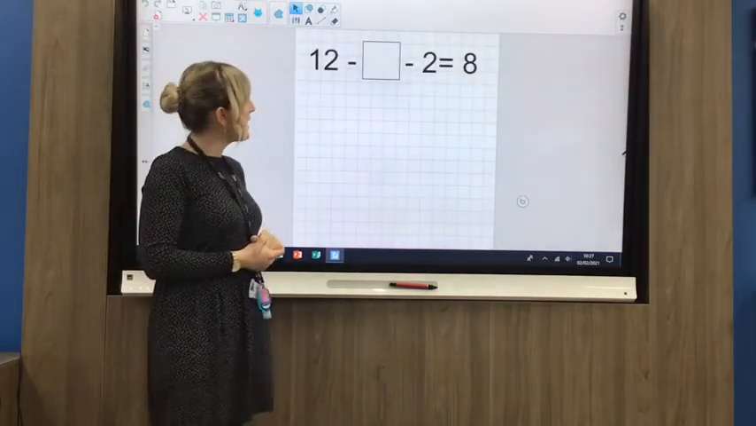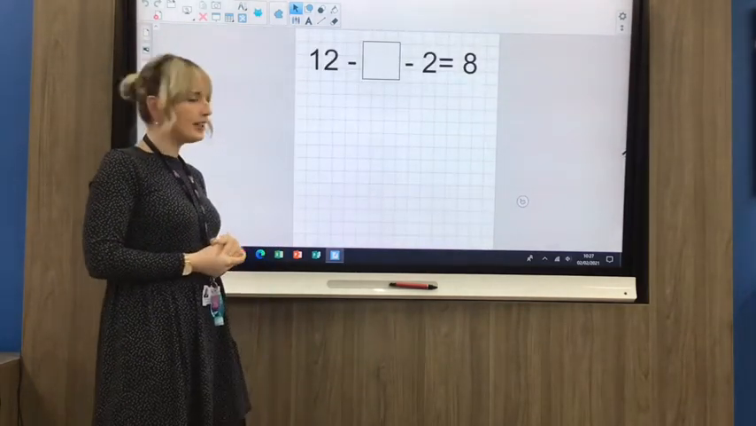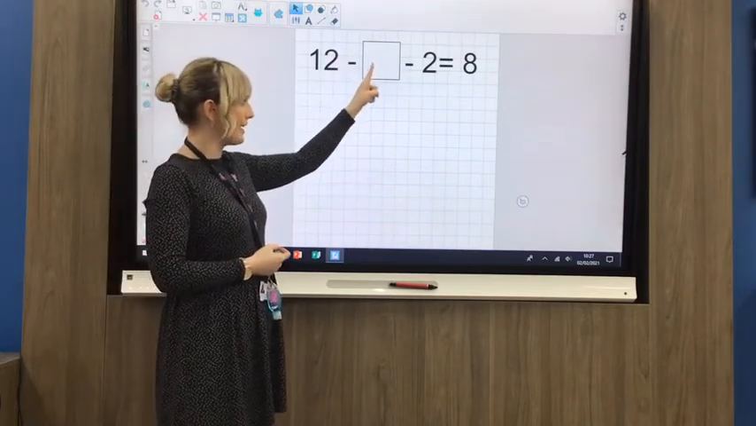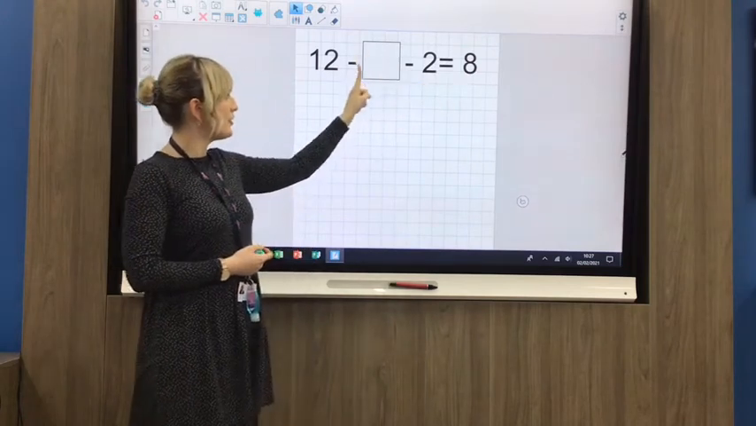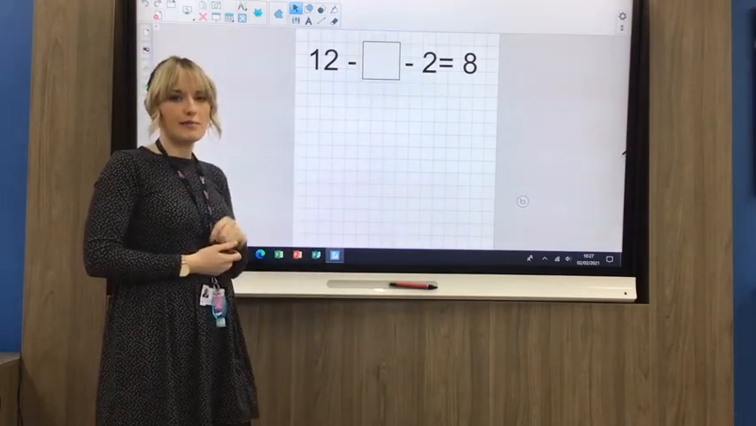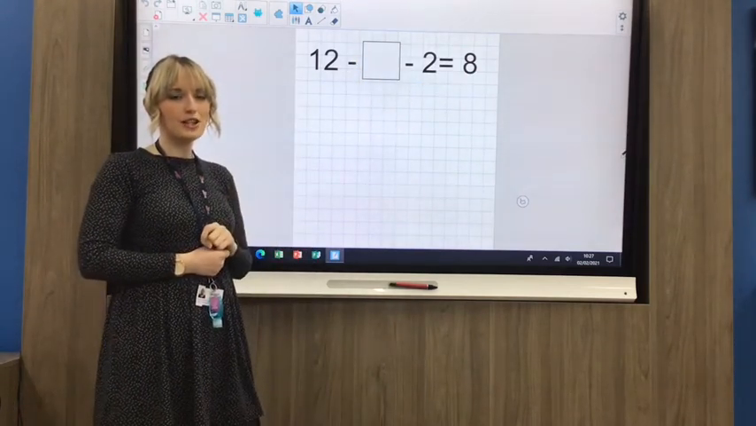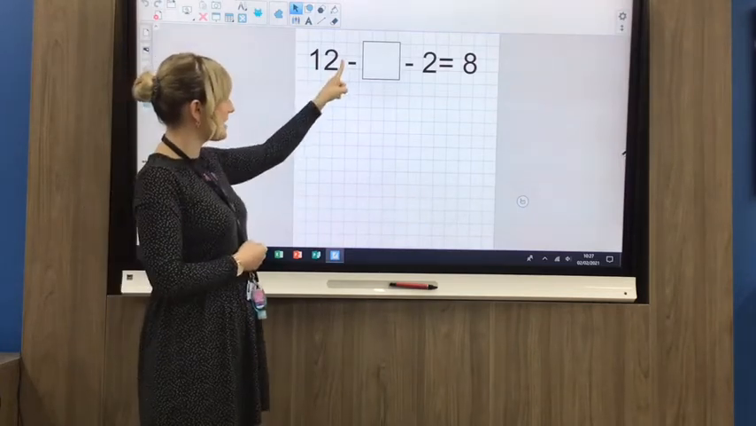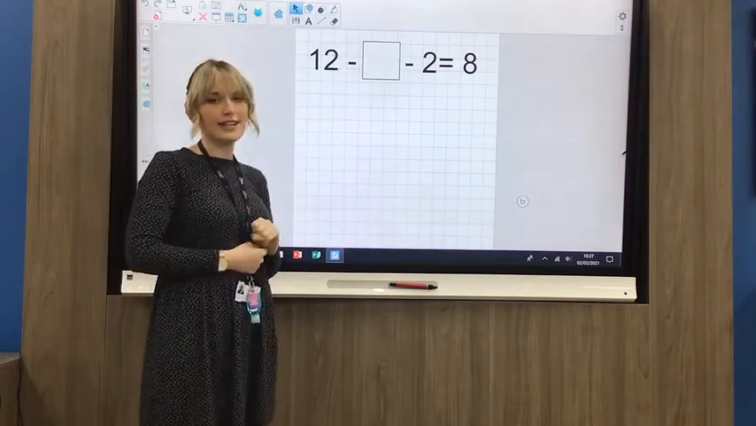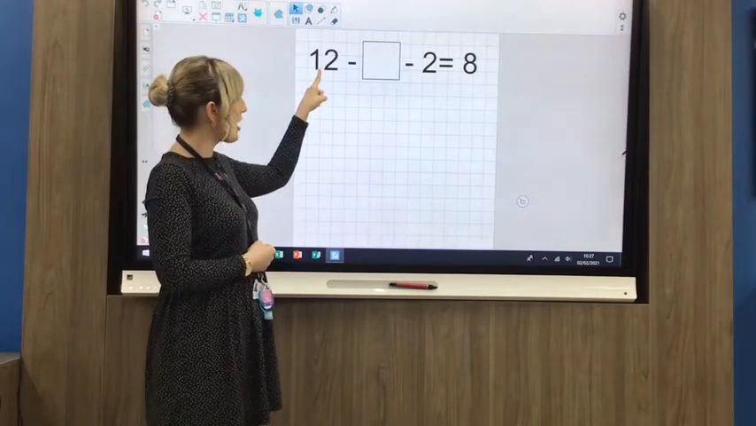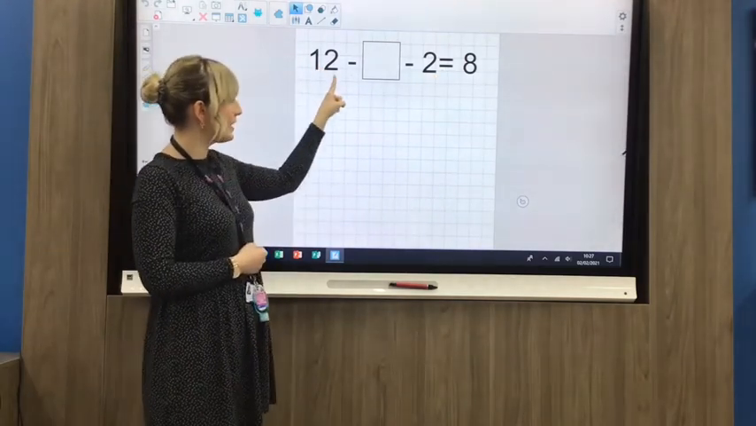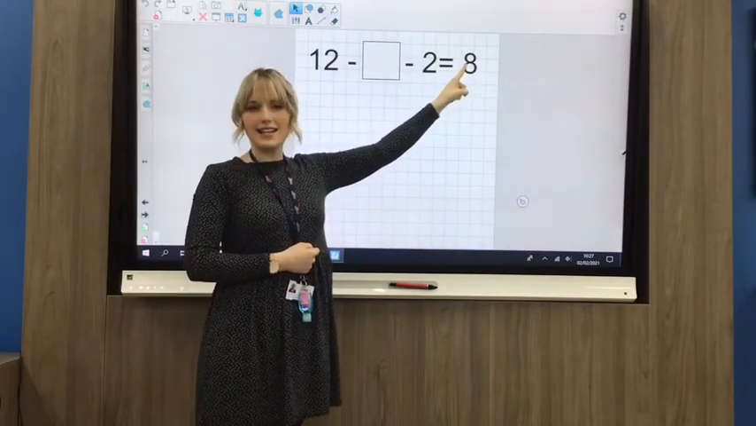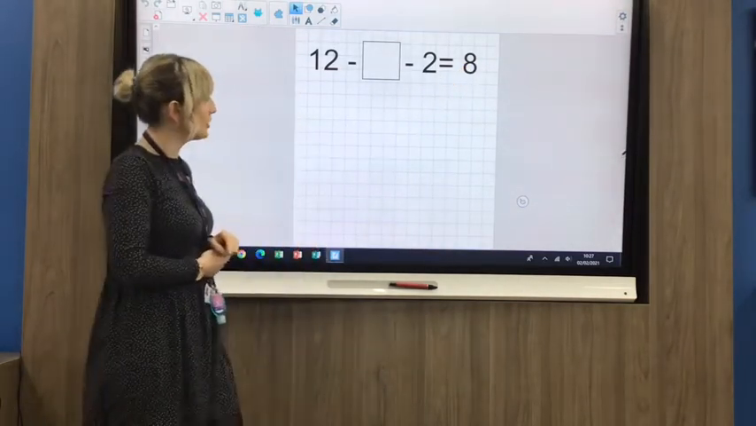Okay, so here we've got the question, 12 subtract something, subtract 2 equals 8. So we've got another missing number. So my first step is I'm going to look at my operation and I can see that I'm subtracting. And I know when I subtract, the number gets smaller. So we've started with 12. Our answer is 8, so it's gotten smaller.